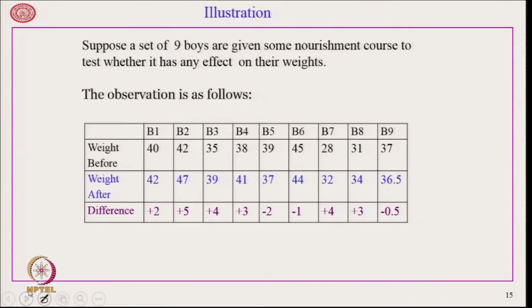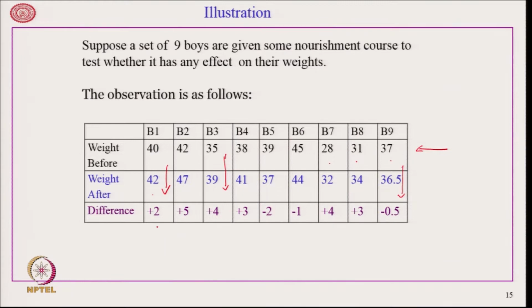Suppose there are 9 boys who are given some nourishment, and suppose their weights before the course are 40, 42, 35, 38, 39, 45, 28, 31 and 37. After the course is complete, their weights are measured again. The boy with 40 has now become 42, the boy with 35 now has a weight of 39, and similarly the one with 37 now has a weight of 36.5.